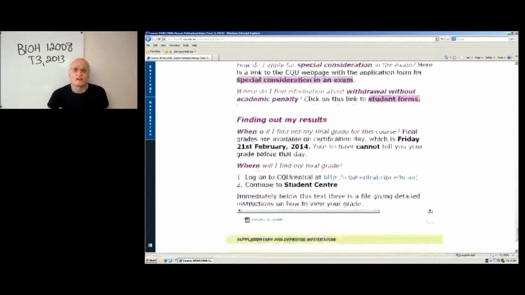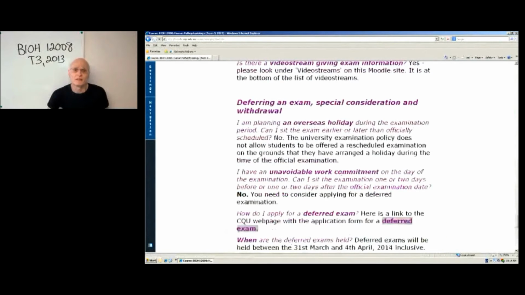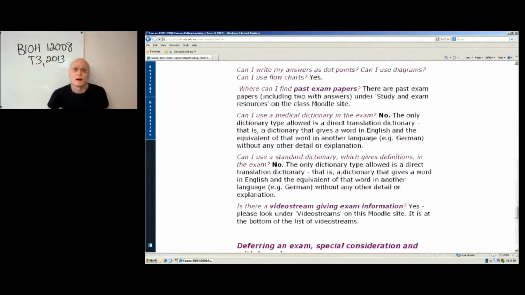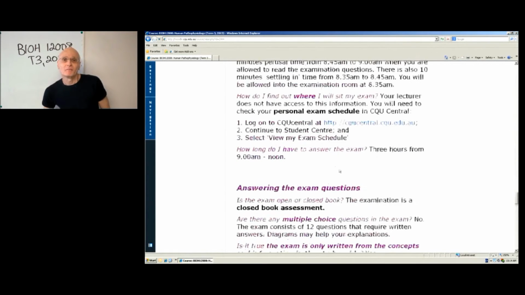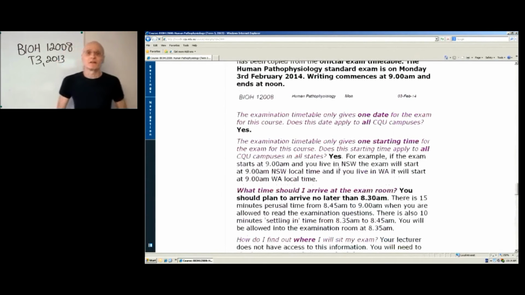Now, I need to find a really good one here. Can I use a medical dictionary? Well, you can't. And when I said no to several students about that, and it's in the course profile and exam information, they came back, well, can I use a standard dictionary instead? No, you can't. So I've put both of those. There's a, here we go, somewhere. I can't find it, but I'll tell you what it is. Can I write my exam in pencil? Doesn't bother me as long as you can read it.